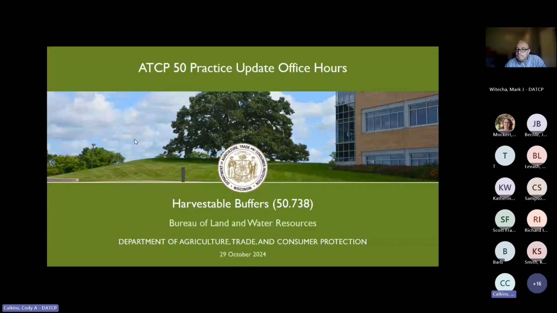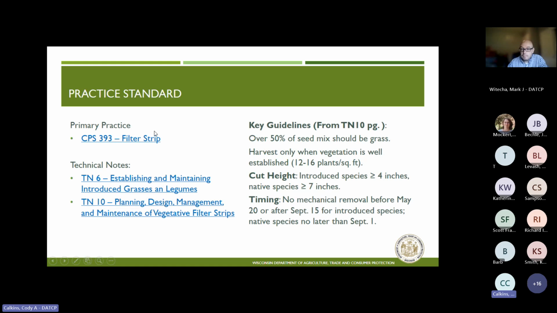So I'll just get into some of the technical things about harvestable buffers today. When we're talking about harvestable buffers, we're talking about filter strips really. In AdCap 50, the primary practice that we're implementing is filter strip. However, there's some other considerations for this practice because it's going to be harvested. There's different kinds of maintenance that go along with that, different maybe seeding and other considerations for the type of forages that you're planting.